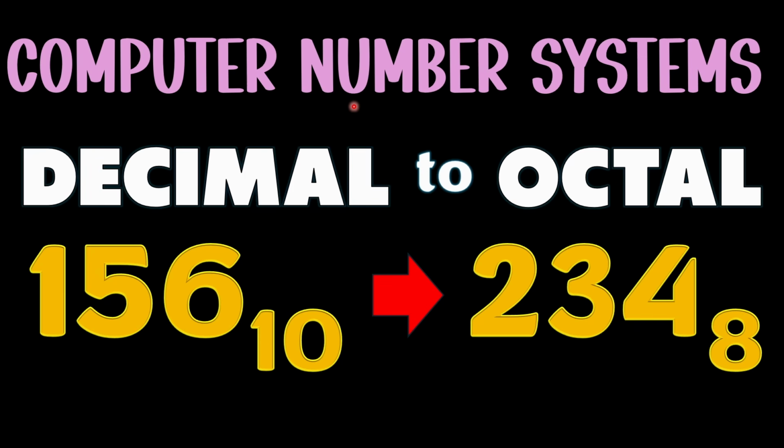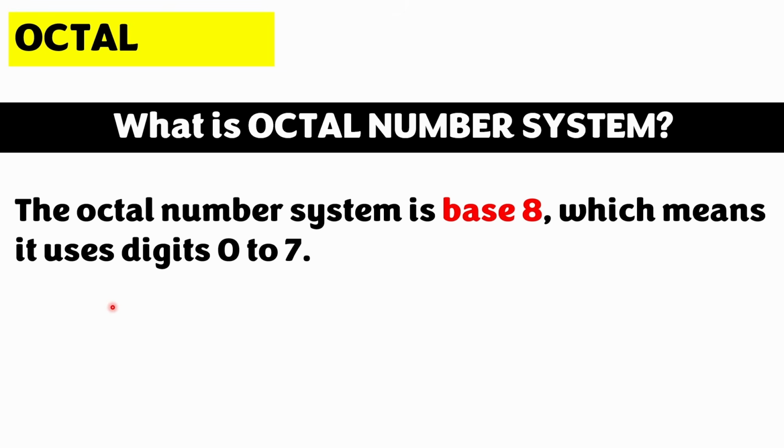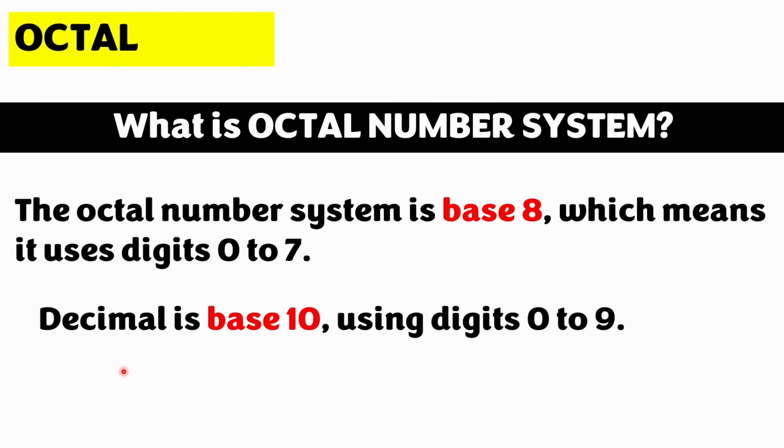Today, we're learning how to convert a decimal number to octal, step by step. So let's get started. First, what is the octal number system? The octal number system is base 8, which means it uses digits 0 to 7, while decimal is base 10, using digits 0 to 9. So how do we convert decimal to octal?